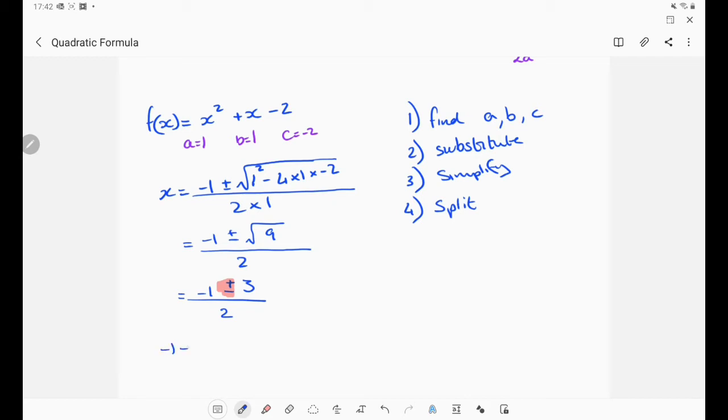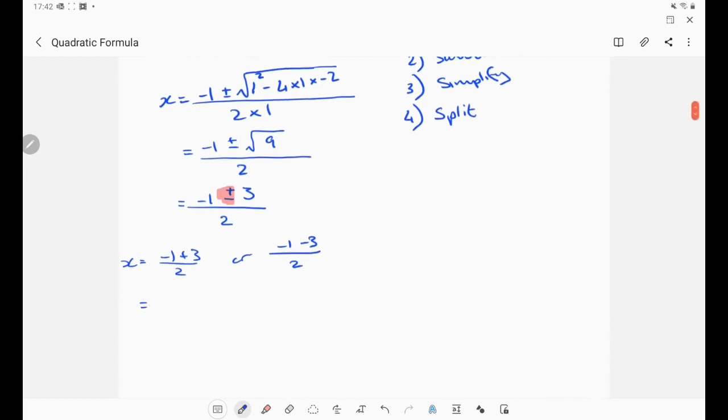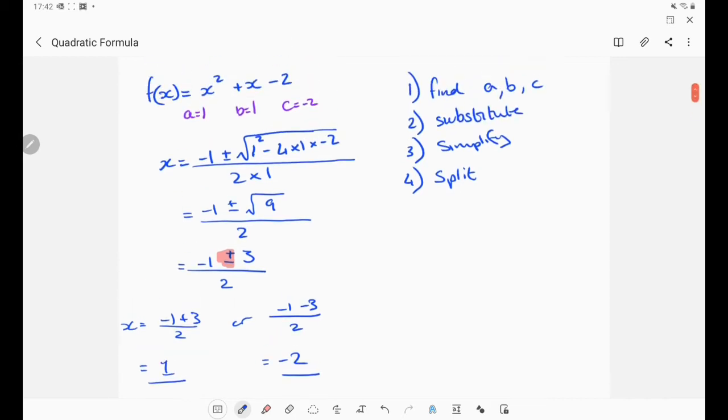So, split, we get -1 plus 3 over 2, or -1 take away 3 divided by 2. And we solve each of those separately. So -1 plus 3 divided by 2, you're going to get the answer of 1. And -1 take away 3 divided by 2, we're going to get -2. So your two roots are the exact same as they were when we factorised, split and solved as when we used the quadratic formula.